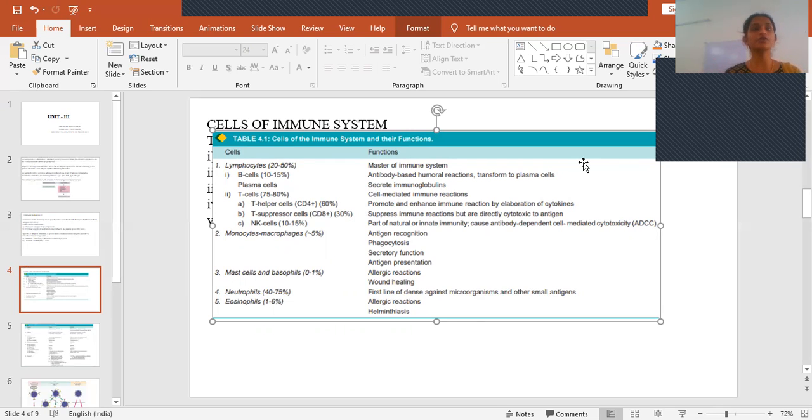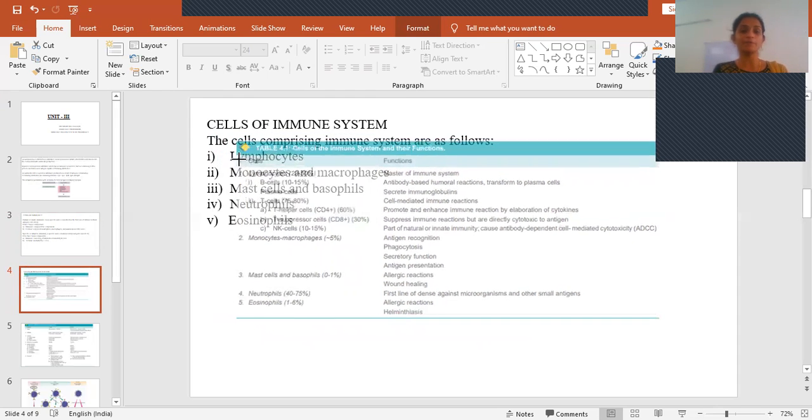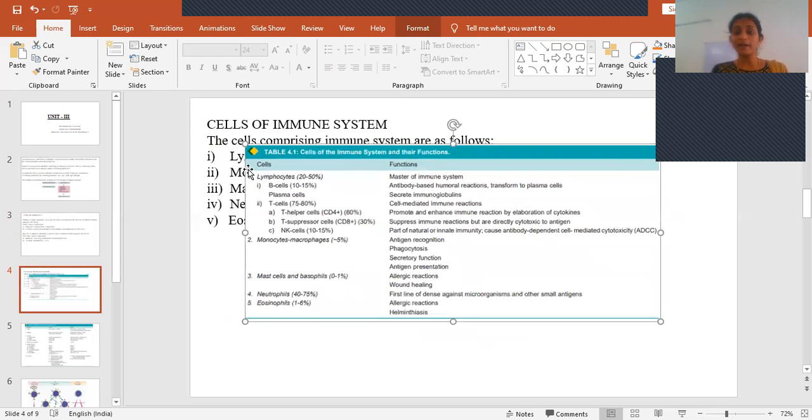And neutrophils are the first line of immune cells, which will fight against the microorganisms, whether they may be bacteria, viruses, whatever it may be. They are the first line to fight against these microorganisms. Okay. So this is all about the different types of cells of the immune system: mainly lymphocytes, monocytes, macrophages, mast cells and basophils, neutrophils and eosinophils. So these are the cells of the immune system.